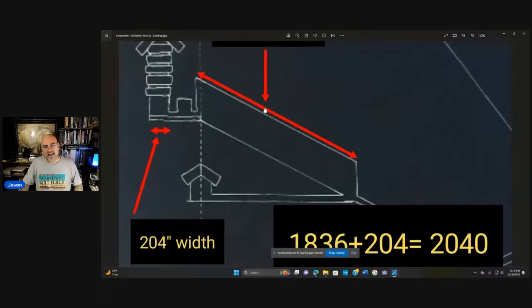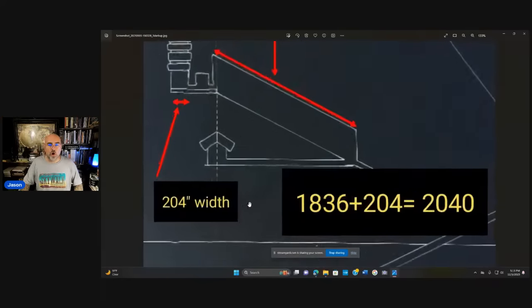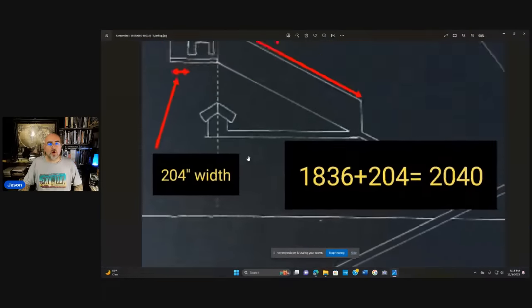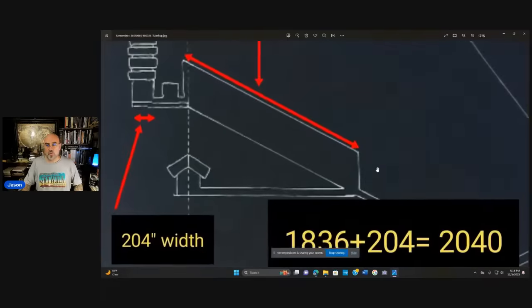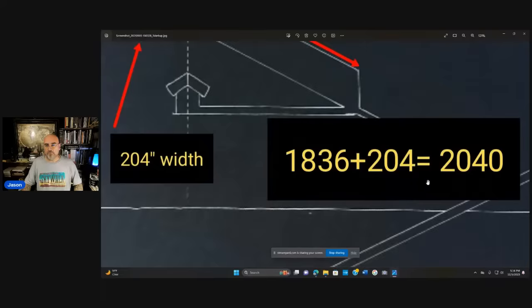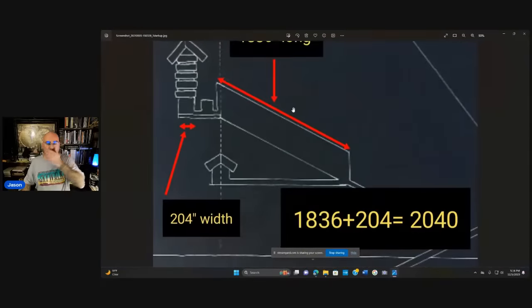And again, the length of this entire ceiling of 1,836 inches of the Grand Gallery added to the 204-inch width of the King's Chamber, the architecture is self-referencing at 2040. 1836 plus 204 is 2040. Well, I don't think I added this, but the tetractys is the number.